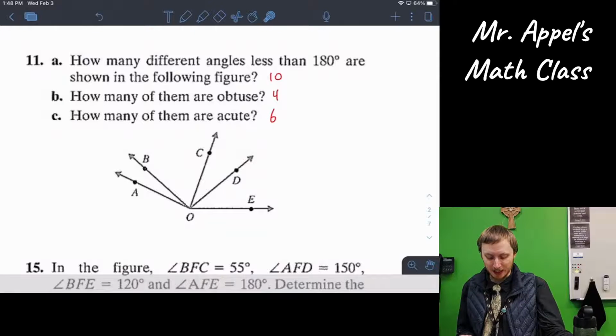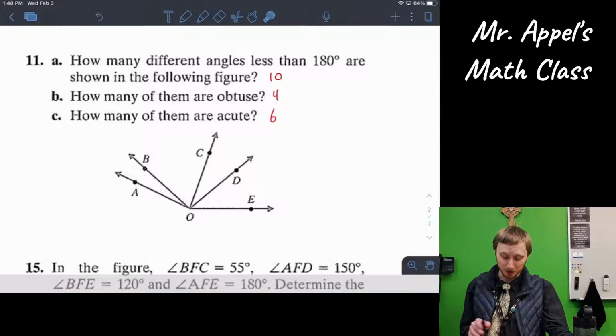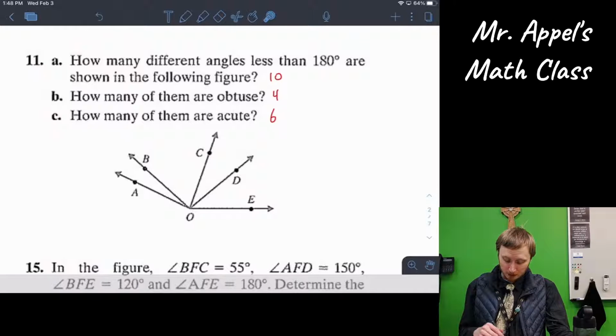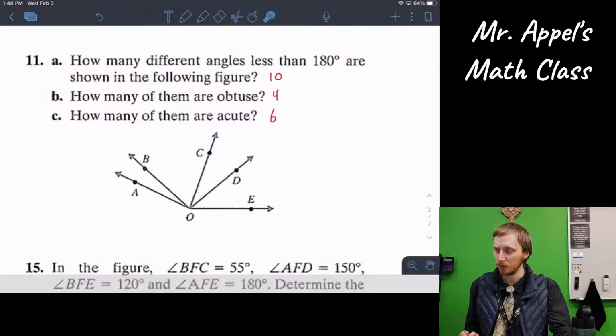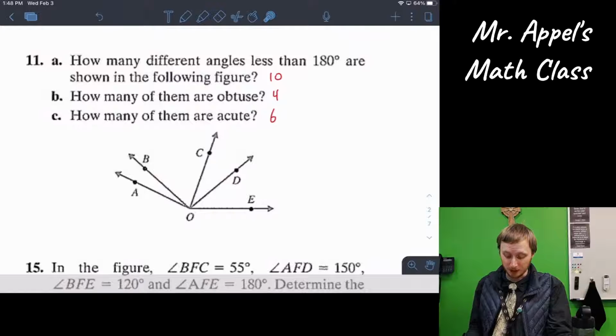How many different angles less than 180, so we're not looking at going around the outside here, reflex angle things, less than 180, are there in the figure? There are 10 total possible combinations stemming from AOB, AOC, AOD, COD, right? 4 of them are obtuse, 6 of them will be acute. You do not have to list them here. But if listing helps you count, go for it.